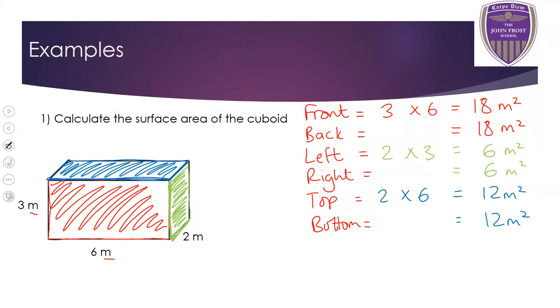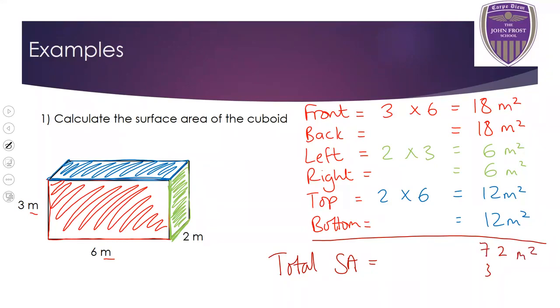So all we're going to do now is just add the values together. I'm going to write total SA for surface area, and I've set them out on top of each other, so you can just use the column method if you need to. Okay, so I think the first column is 32. So carry the 2 over, and then you've got 1, 2, 3, 4, 5, 6, 7. Okay, so total surface area of that cuboid is 72 meters squared.